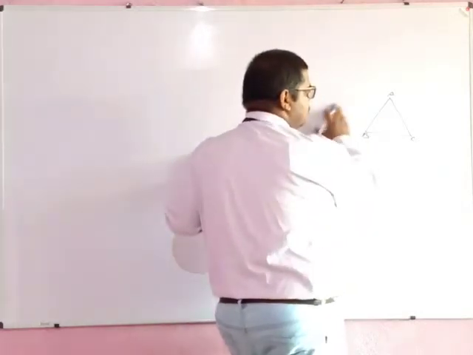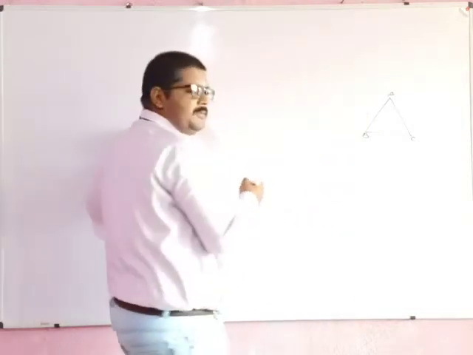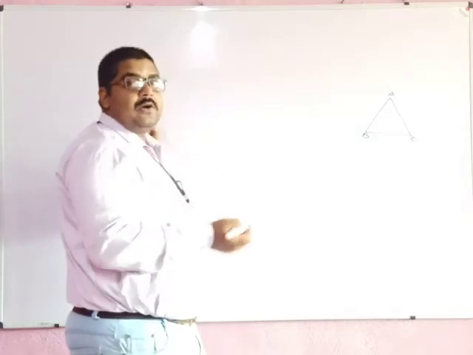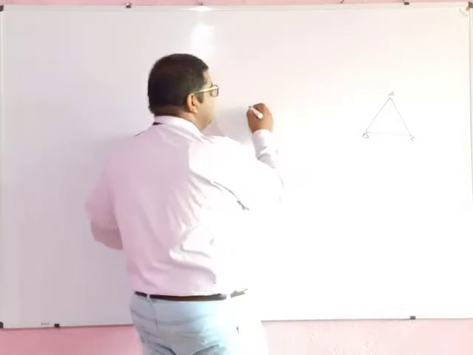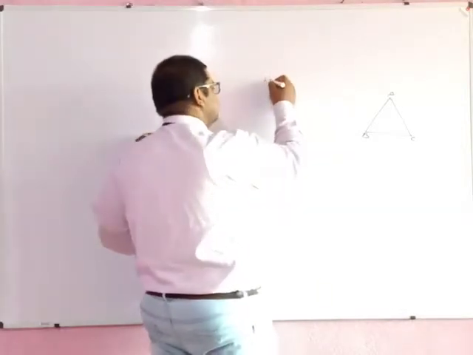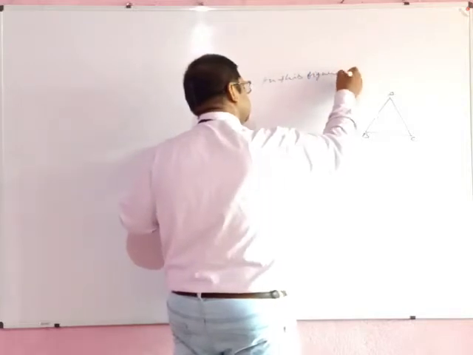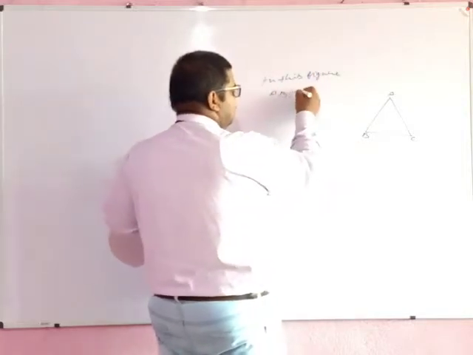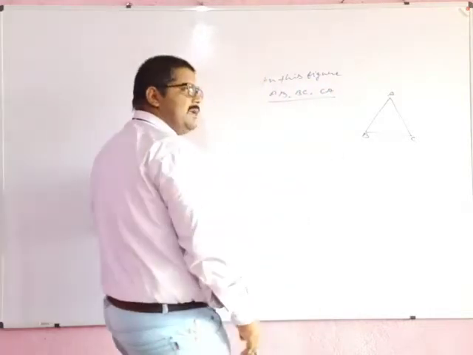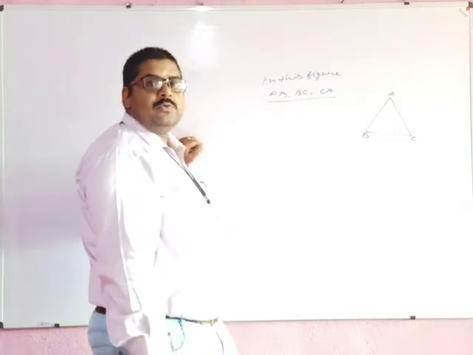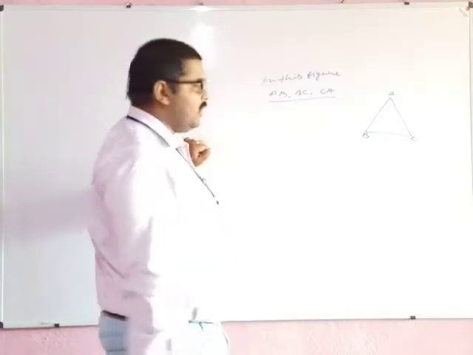Here you have to just focus on the sides of the polygon. The first definition I have to discuss today is the side of the polygon. Which one is considered as a side of the polygon? Here in this figure, AB, BC and CA. These three are sides of the polygon. The line segment which is involved in the formation of the polygon is known as a side of the polygon.